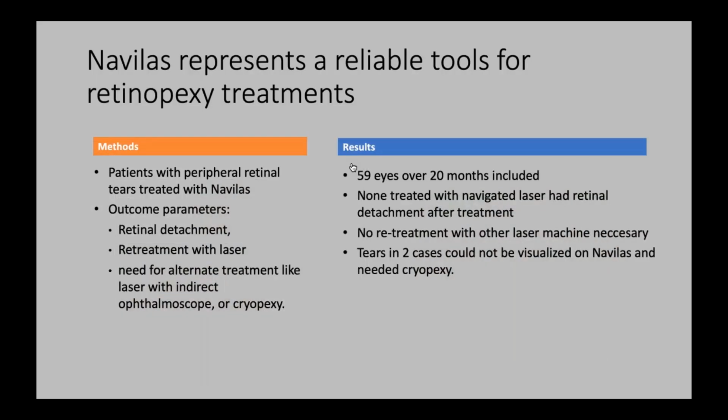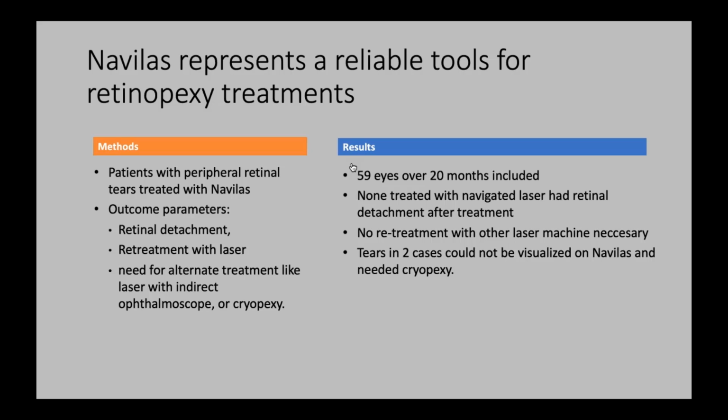So we have now treated about 59 eyes over the last 20 months. None of the patients treated with Navilas had a retinal detachment due to the tear which had been treated. One patient had a superior retinal tear lasered, but developed a retinal detachment later due to a new inferior retinal tear. No retreatment with any other method was required in any of the other cases. There were 2 eyes where the tears could not be visualized on Navilas and needed treatment with indentation with an indirect ophthalmoscope.